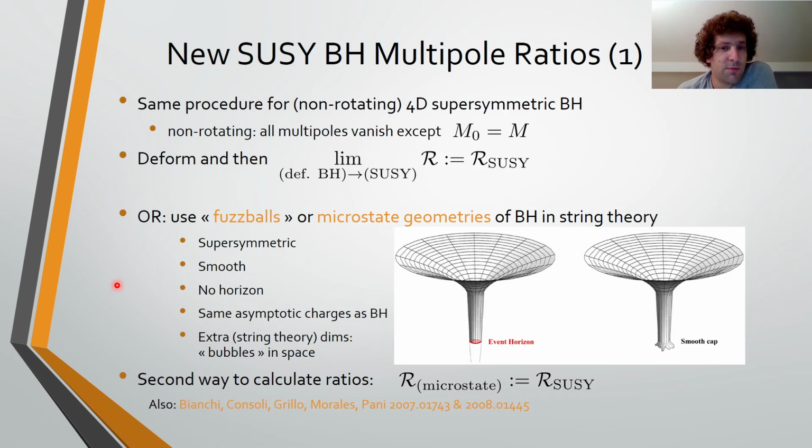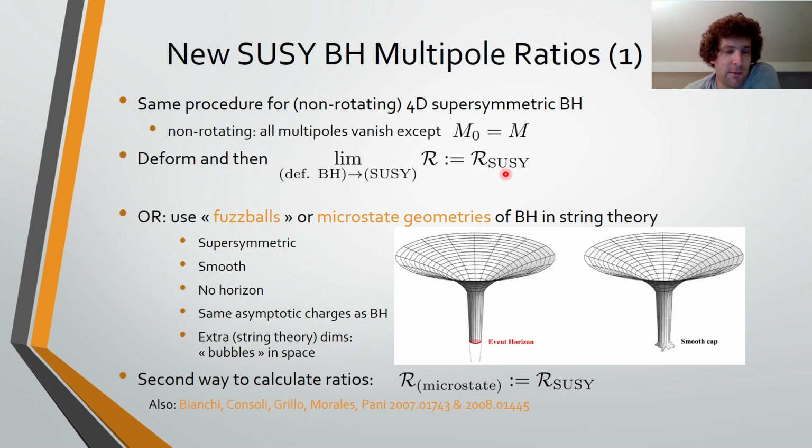So just to talk about supersymmetric black holes also for a minute, the supersymmetric black hole in 4 dimensions is, of course, something that's less interesting for observations, but is nevertheless of great theoretical interest. So we could do the same procedure for this supersymmetric black hole. In 4 dimensions, supersymmetric black holes are necessarily non-rotating, and so all of their multipoles vanish except for the mass. Now we can do exactly the same thing where we deform this black hole into a more general black hole and then take the limit where we take away the deformation, and we can again associate the resulting limit of these ratios to the supersymmetric black hole.